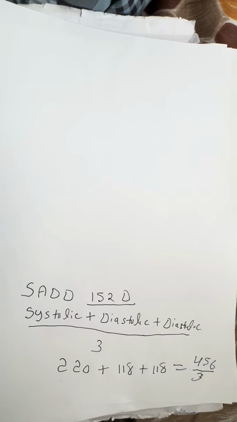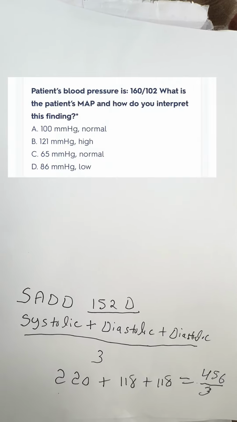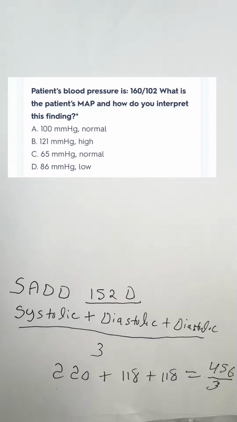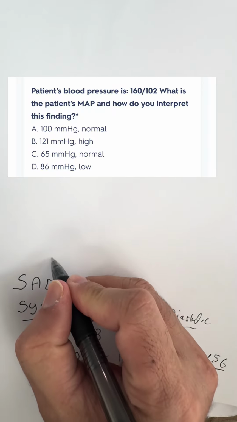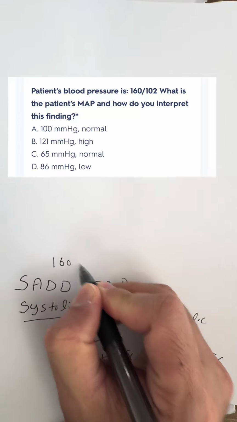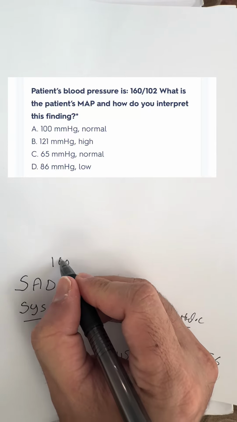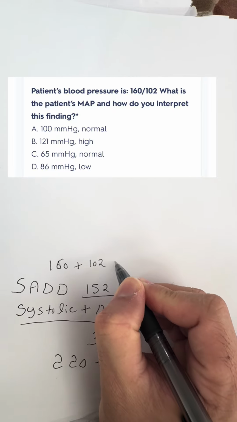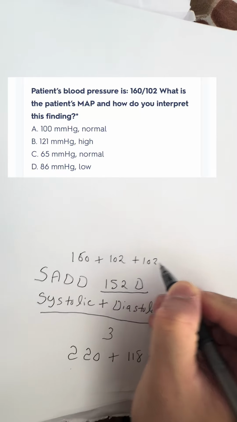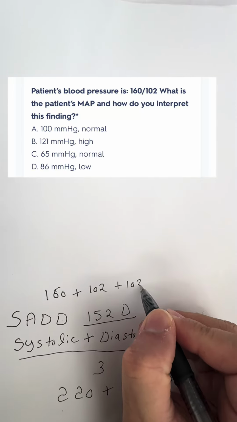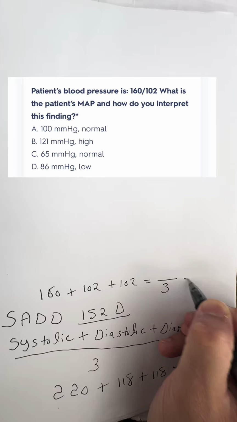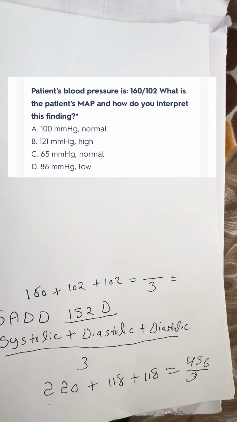Let's do another practice question. Patient blood pressure 160 over 102. What is the mean arterial pressure? So try to solve it yourself, right? 160 plus diastolic, which is 102, and another diastolic 102, right? And then whatever answer you get, you have to divide by 3. That will give you your answer. So let's do it.